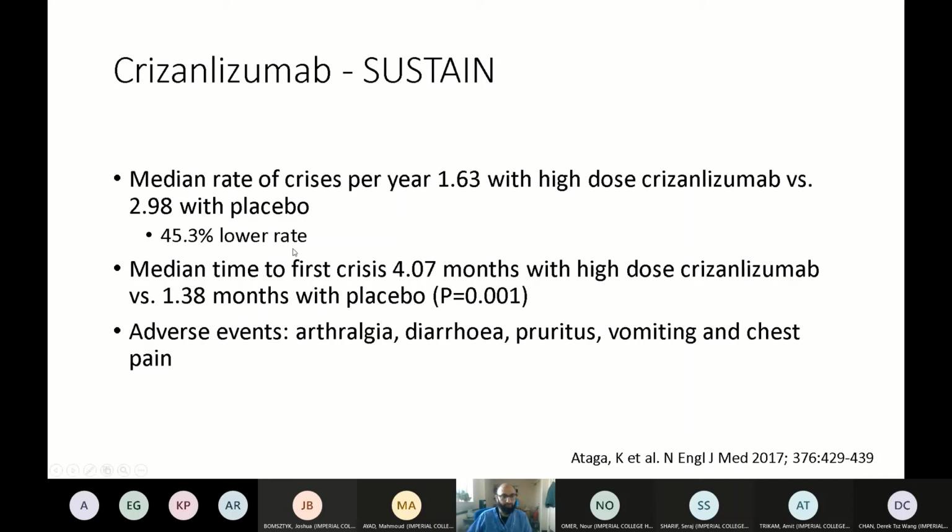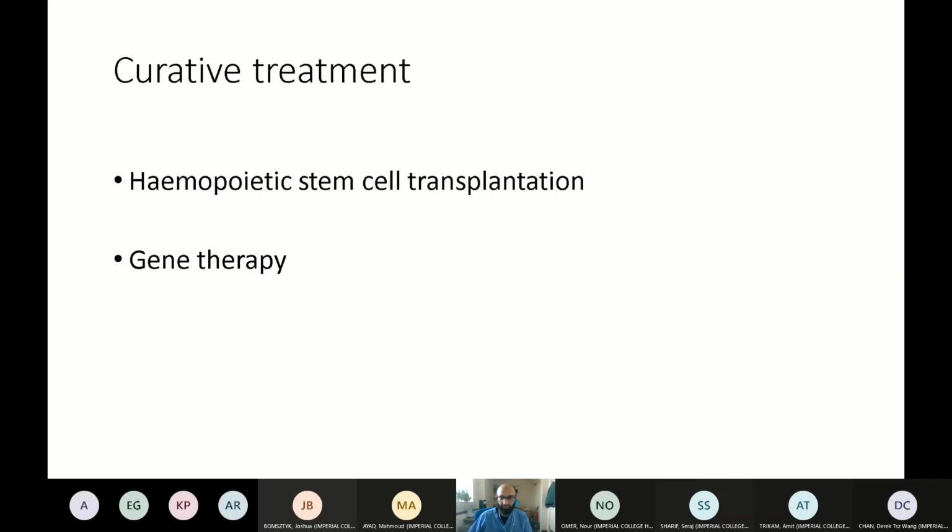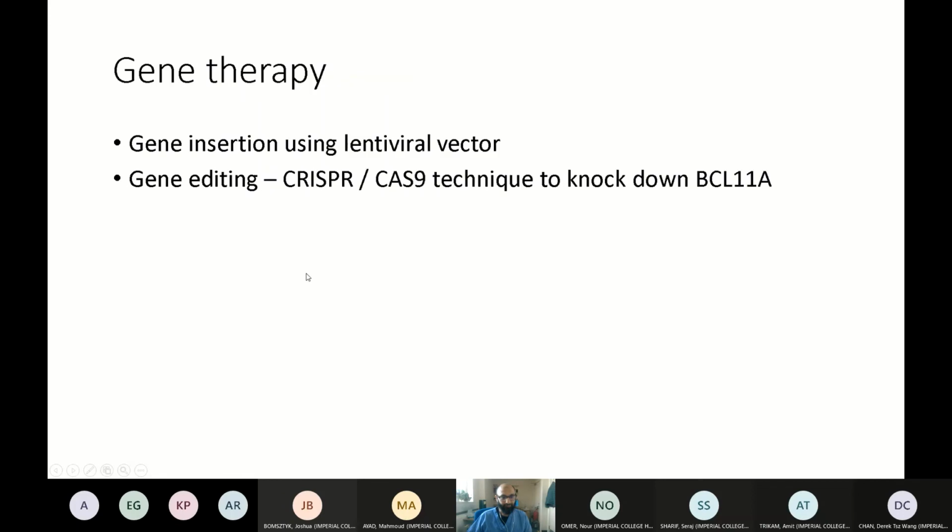So again, another promising drug, and as I said, one which has been FDA approved in the United States. But NICE currently in the UK have rejected it in terms of treatment for patients with sickle cell disease. So just in the last few minutes, I'm going to talk about some of the curative treatments, again, extremely exciting: hematopoietic stem cell transplantation and gene therapy.